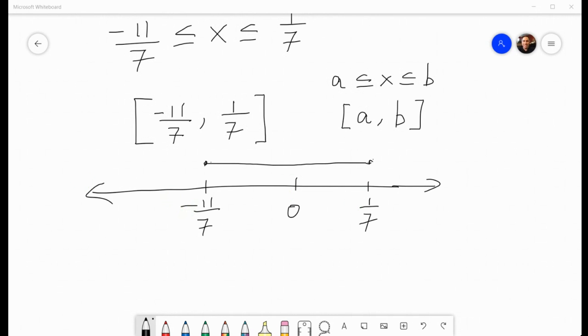Microsoft Whiteboard is acting funny. It's not letting me draw a closed circle, so whatever. But that's how you do it. These circles have to be closed. All right. Any questions on that?